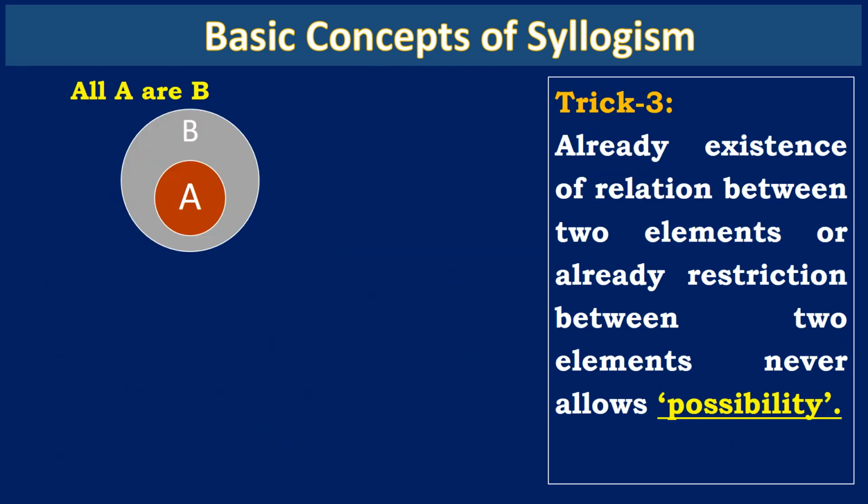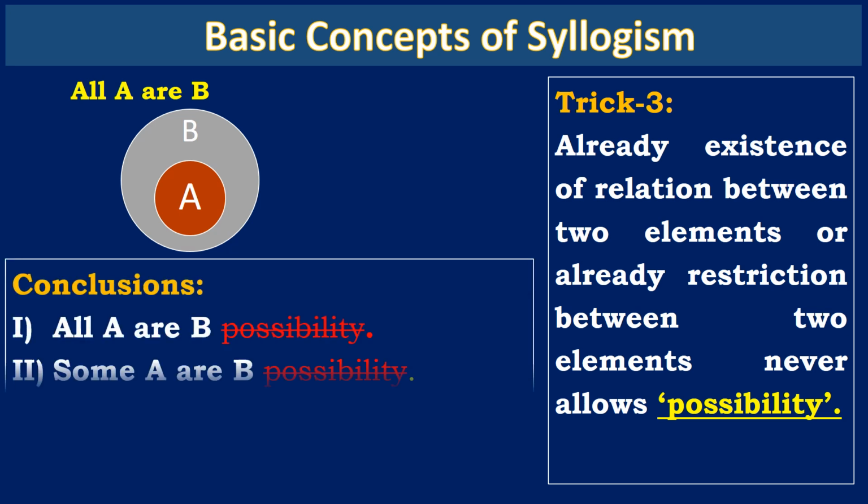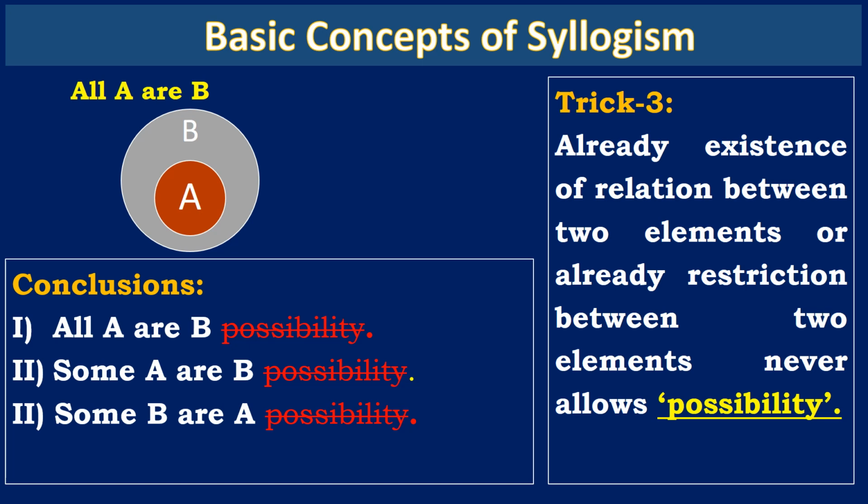Trick 3. Already existence of a relation between two elements, or already restriction between two elements, never allows possibility. Statement. All A are B. Conclusions. All A are B. Possibility. Some A are not B. Possibility. Some B are not A. In the statement all A are B, it is already established that every A is B. Therefore, there is no possibility of some A being not B, and hence the conclusion all A are B possibility is not valid.